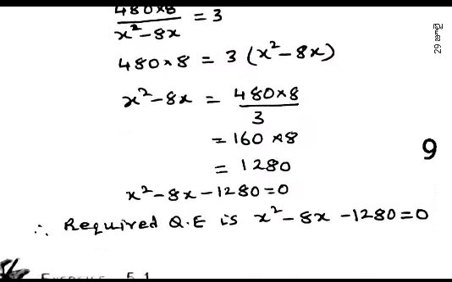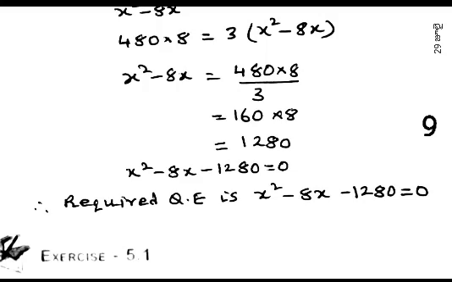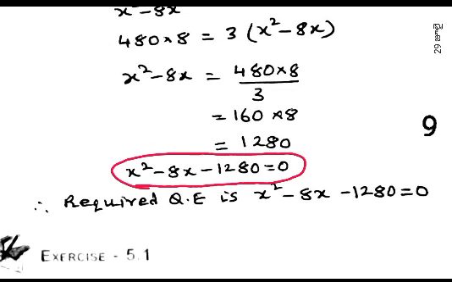Therefore, we get the quadratic equation x square minus 8x minus 1280 equal to 0. This is the required quadratic equation.